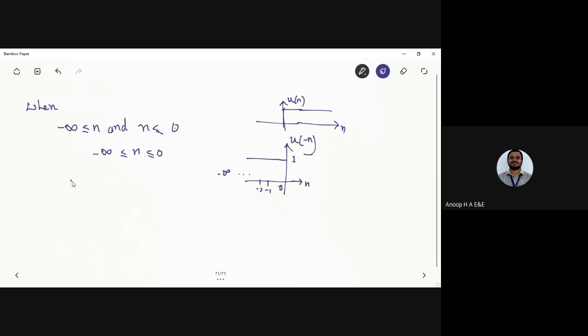I have y of n ranging as the sum from k equals minus infinity to n of 2 power k. Now I need to make a substitution here, changing the variable from k to l, where l is equal to minus k.